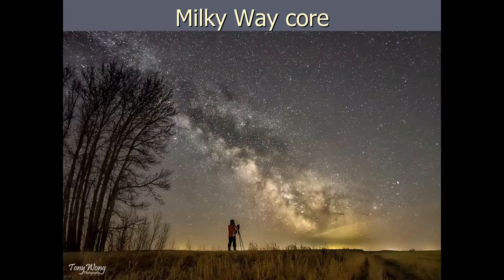Okay, now this is the Milky Way core, and I used a 28 millimeter lens to take this picture. But when you look at the Milky Way core, you see all kinds of detail, and you can see the clouds of dust that form interesting patterns. So you don't necessarily have to take a picture of the complete Milky Way. If you can get part of the Milky Way, you can make an interesting photo out of it.